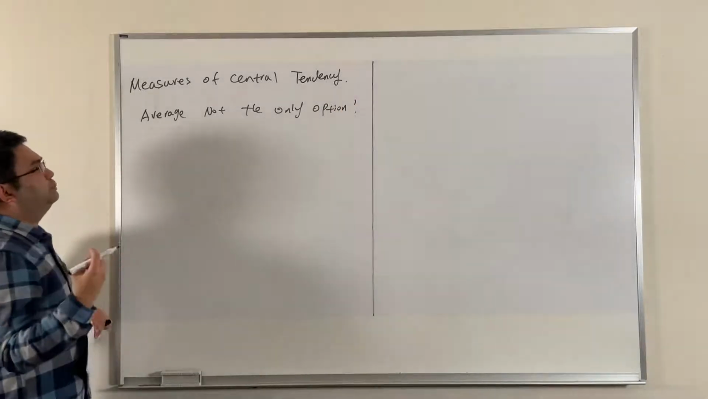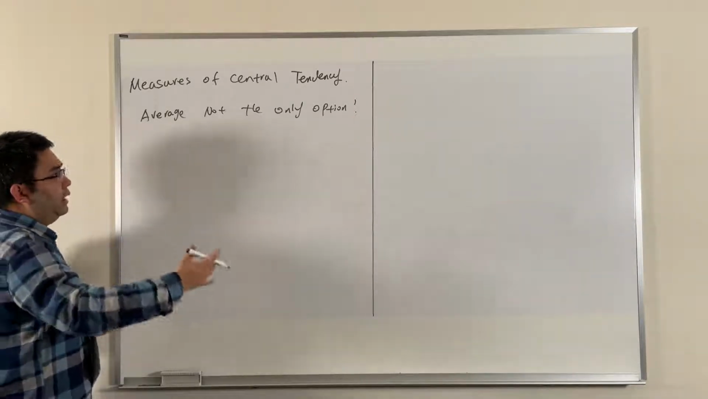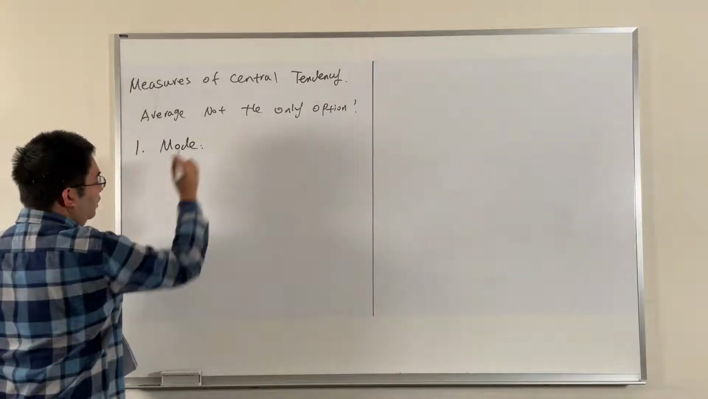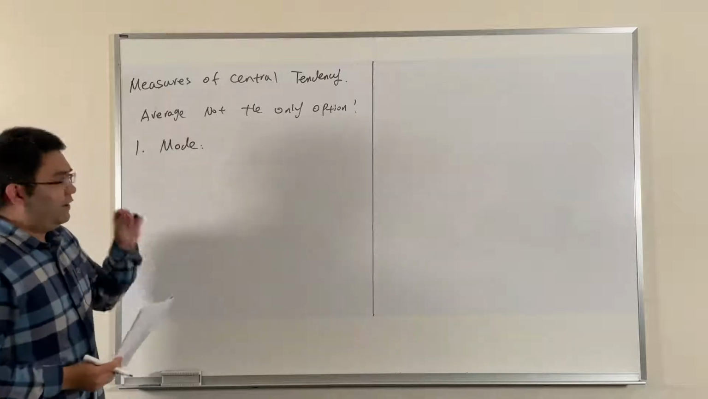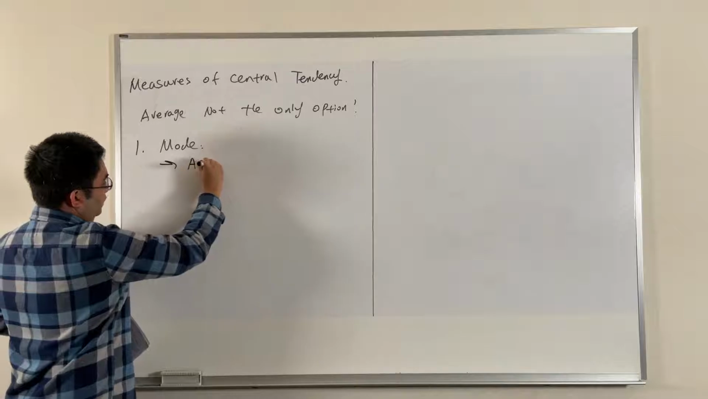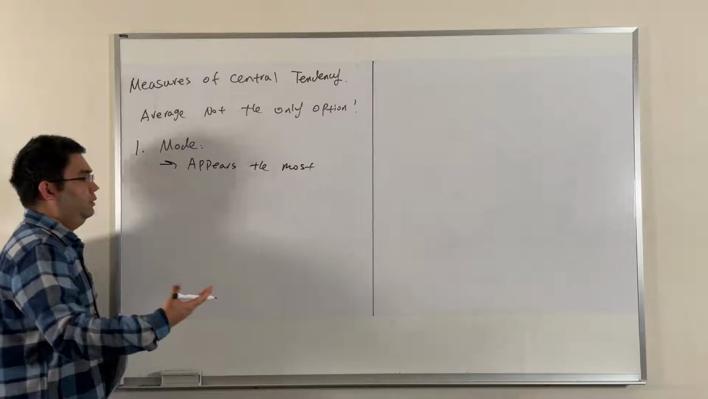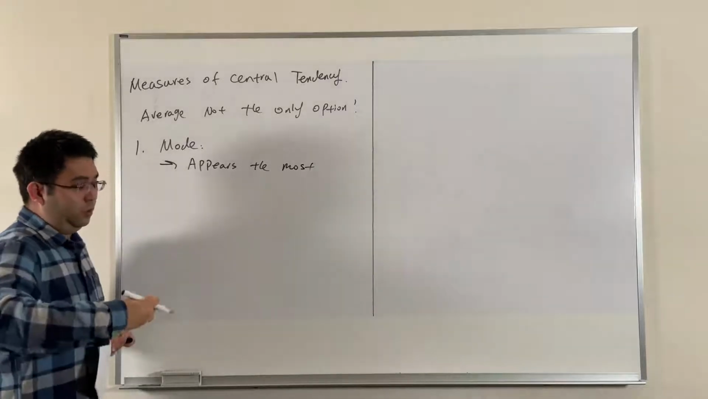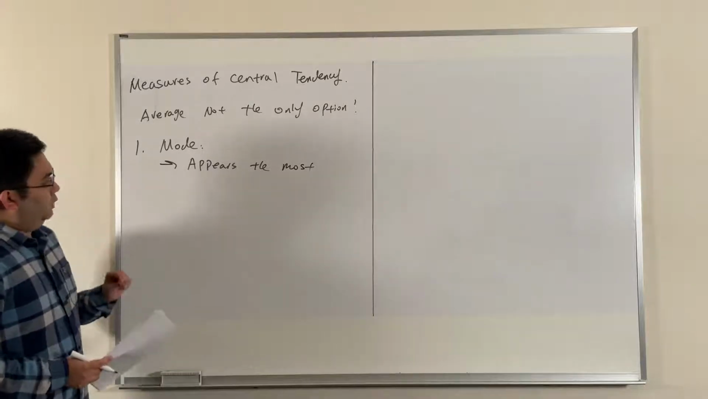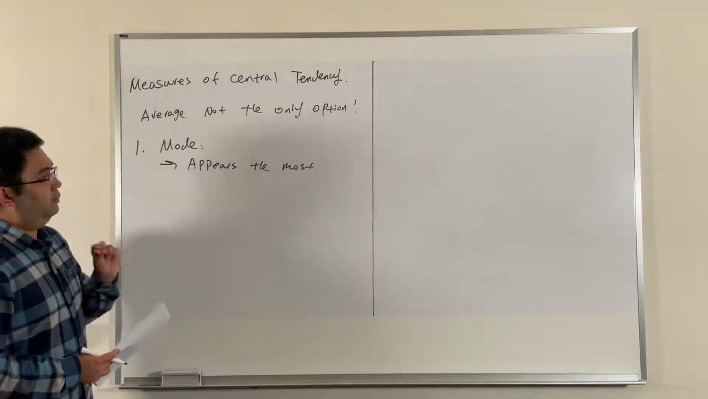The first thing that I'm going to show you that you can use to describe your data is mode. So first, we're going to talk about mode. What is mode? Mode is, when you have a set of data, the value that appears the most. So that's how you find it: if you have a set of data, you find the one or ones that appear the most.